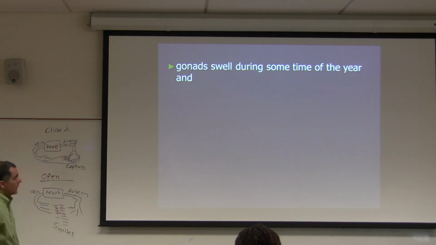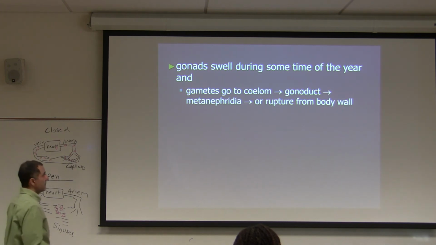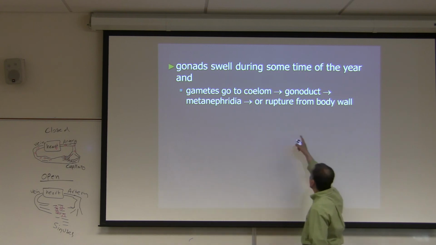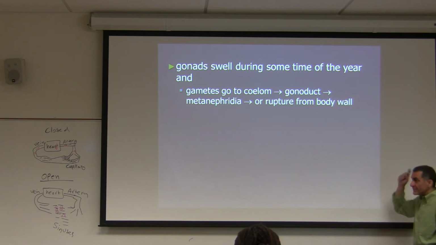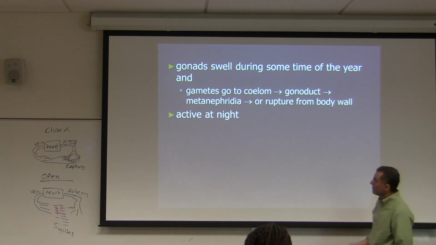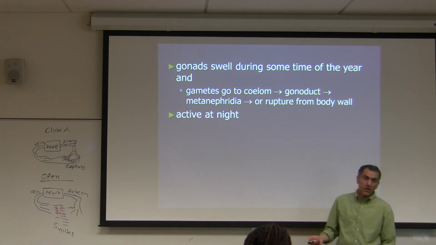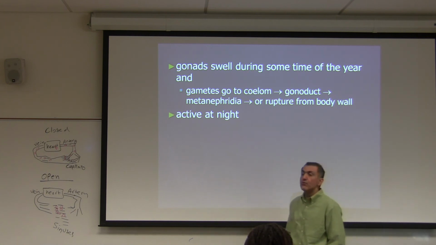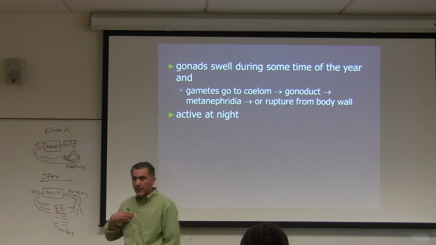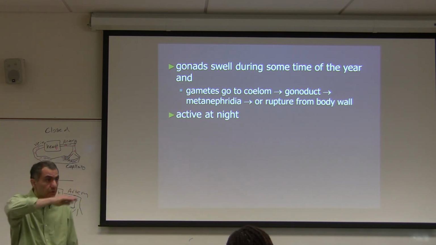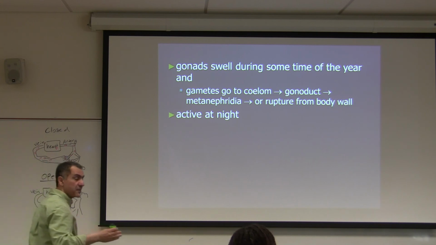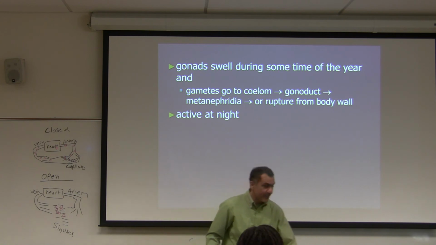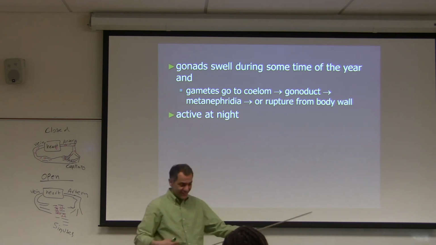Quickly, gonads swell during some time of the year, and gametes go to the coelom, then through the gonoduct or metanephridia, or the body wall ruptures. Again, they're active at night; they call them night crawlers. They're nocturnal animals. You all know what nocturnal and diurnal mean. Diurnal, like us; we humans are designed to be diurnal, even though some of us are nocturnal.